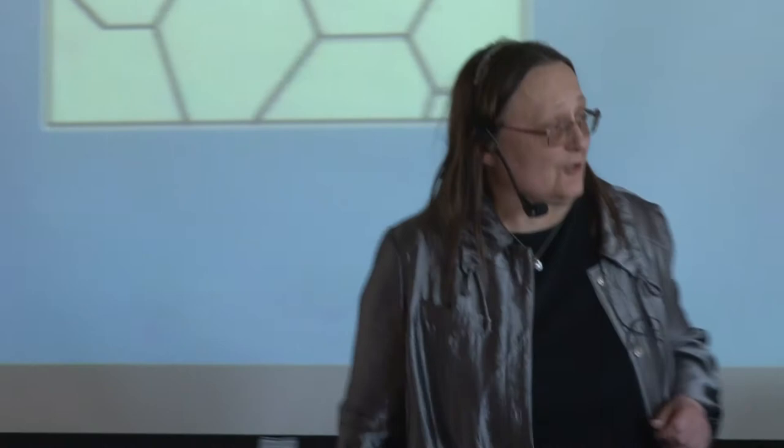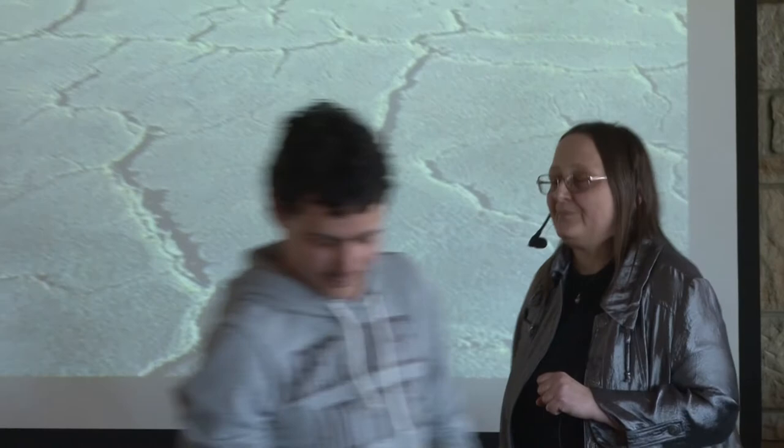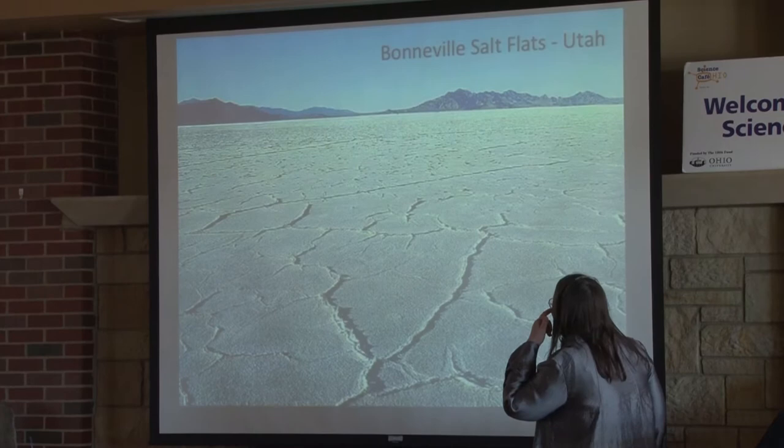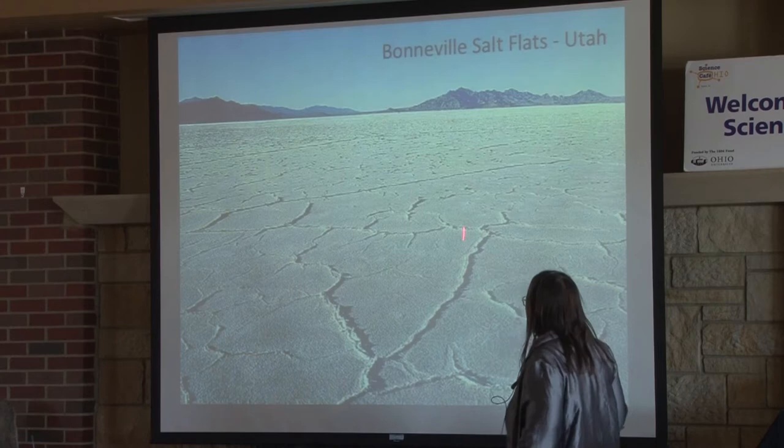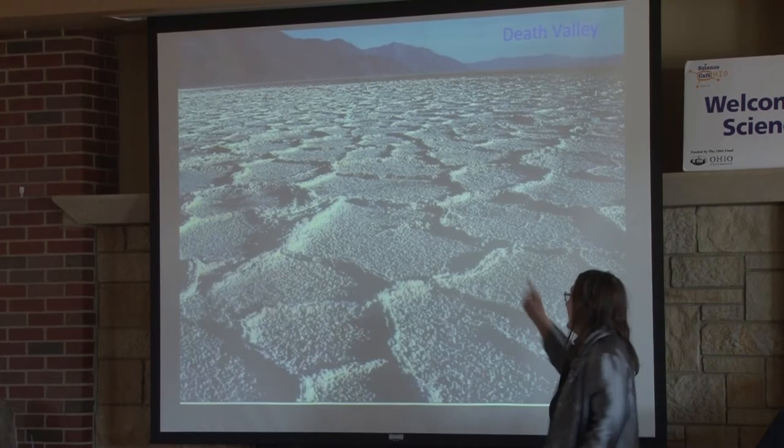Let me show you some examples here, some from the modern. We can go to Death Valley. Those are real nice cracks, about a meter across. Sorry, this is Bonneville. Next one is Death Valley. This is the Bonneville Salt Flats, where they race the cars because it's really, really flat, and the salt isn't that overwhelming. This is really where you have a lot of mud cracks. And here's Death Valley. Same thing, modern.